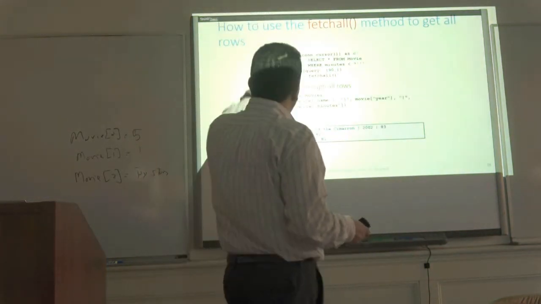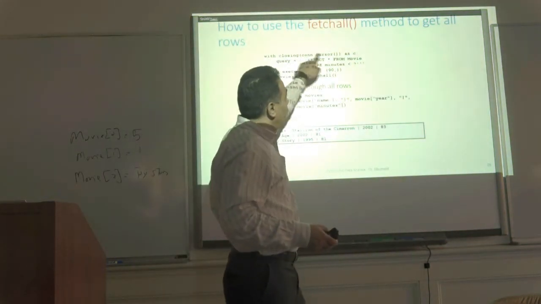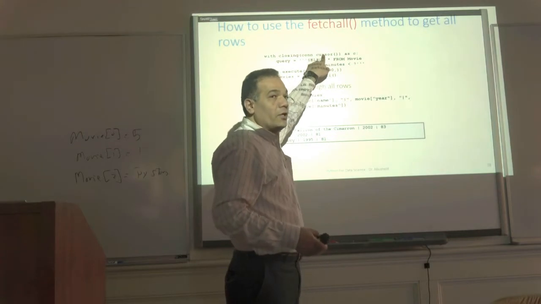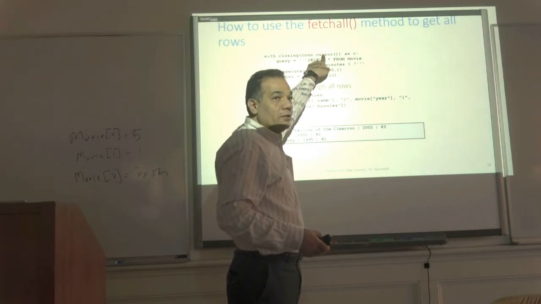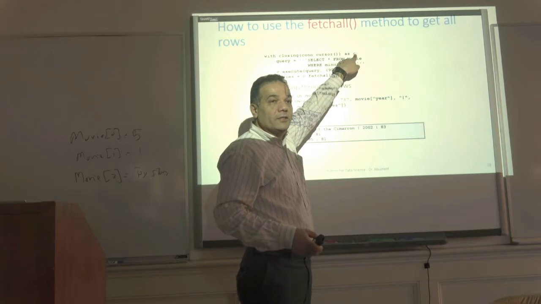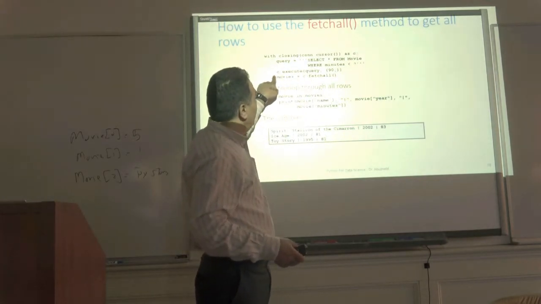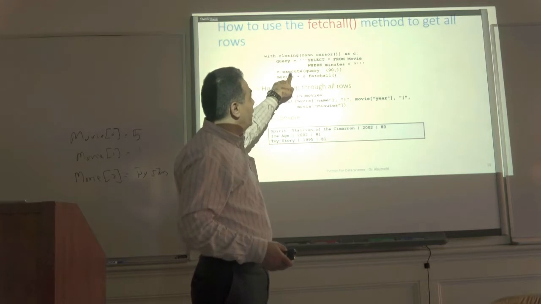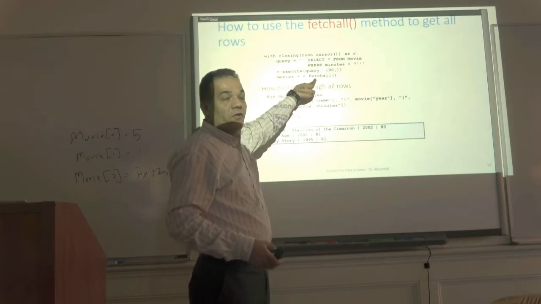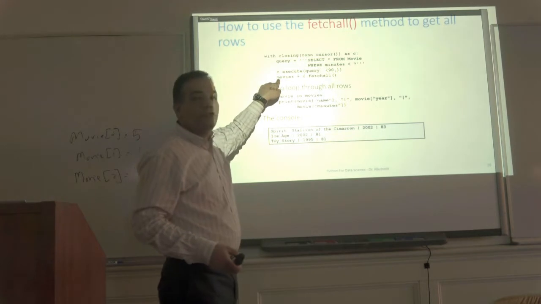Fetch all. So in here, with the closing, the connection, what I'm doing is creating what? A cursor, naming it what? C. The query in here, okay? This is executing the query. In here, what am I doing? Fetching all. Now what do I have in the movies?